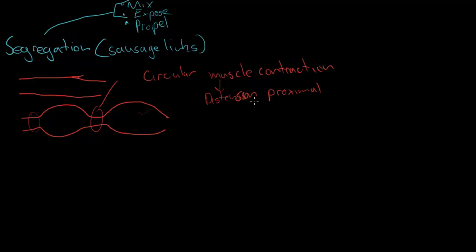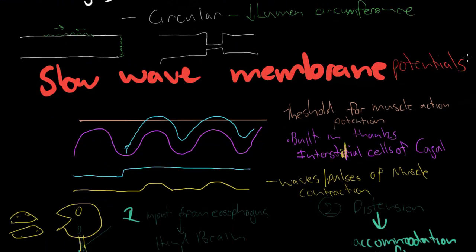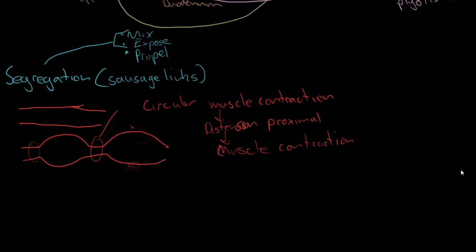Now, this distension will have the effect that in the distended area, the circular muscles will then contract. So the circular muscle there will cause distension there, which in turn causes more muscle contraction. And this happens in waves, just like I talked about at the start. If you remember, I'll zoom up quickly. All this stuff here is quite key. So then that will cause muscle contraction.